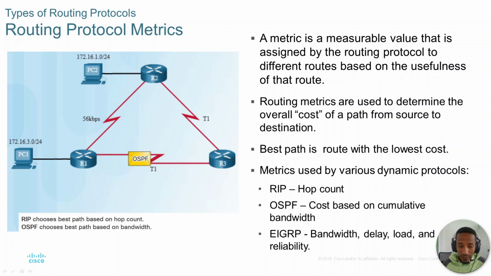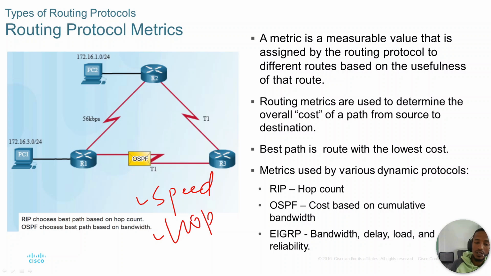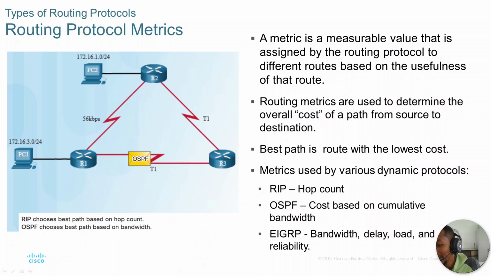Is it the speed of the cable? That's one case. Speed is one case. Another case is hop count, the number of routers between the source and the destination. Another one is the combination. So you can see that there are different criteria to select. If you are using RIP, it will just count the number of hops.